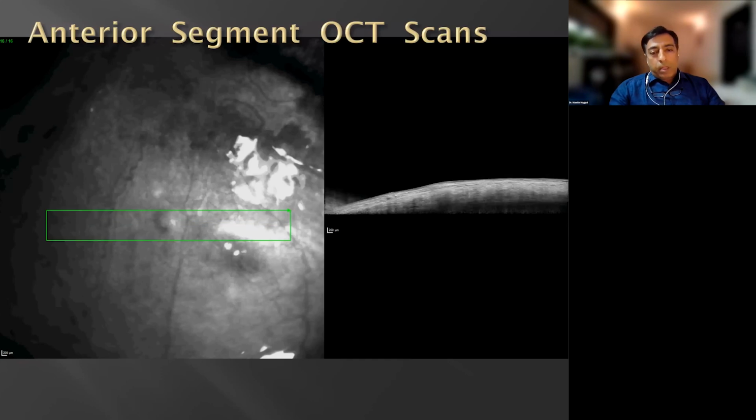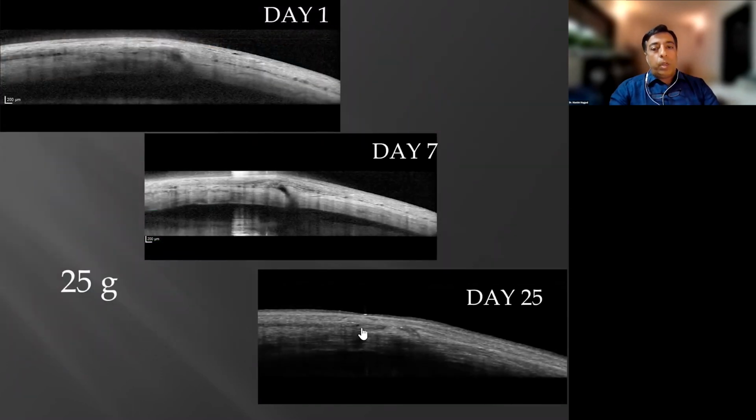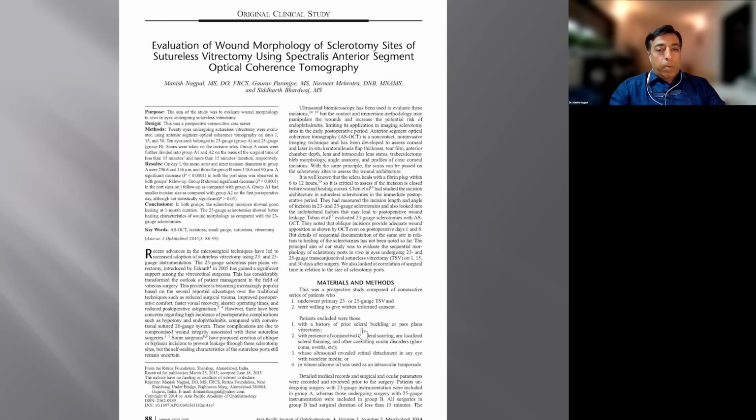And in the past, when the small gauges came in, we did extensive work on how these incisions look on anterior segment scans. You can see here that we did this for 25 gauge, and how the wound healing happens with these trocar cannula based 25 gauge incisions. It would be still finer with 27 and a little less with 23, but all three work quite effectively. And we published some of the data related to this.